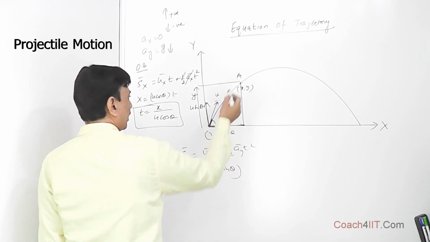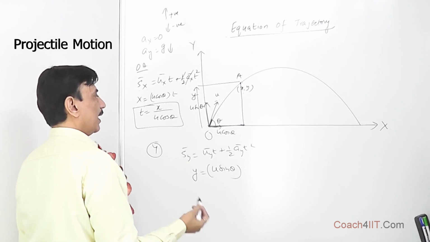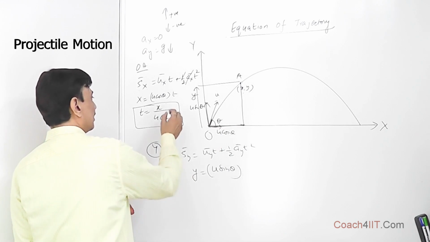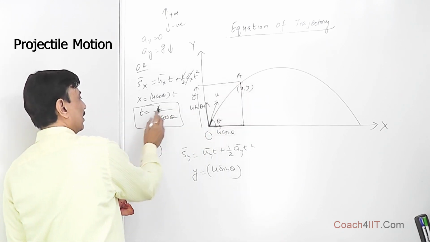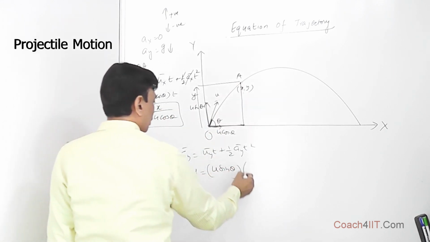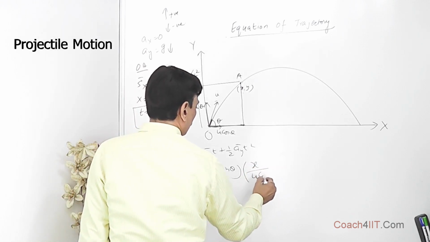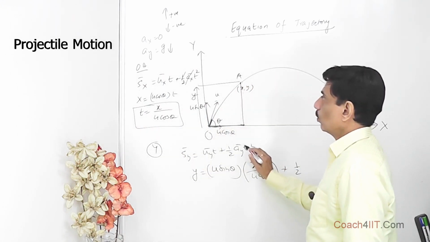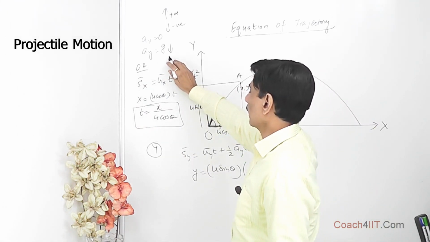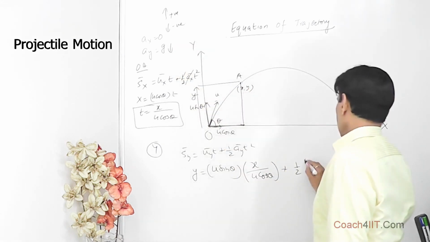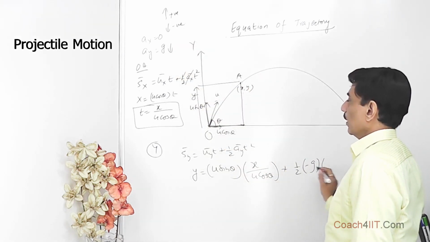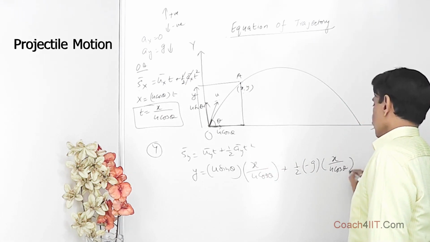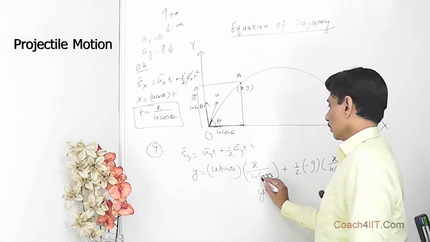And what is the time from here to here? Time is a scalar quantity. It doesn't have any direction. It doesn't mean that this time is only along the x-axis or y-axis. Time is time, a scalar quantity, and from here to here, it had taken the time as x upon u cos theta, so we put it over here. So this is u sin theta into x upon u cos theta plus half ay. Acceleration on the y-axis is g in the downward direction. In the downward direction, we have to take it as negative. So it is minus g into t square. T is once again x upon u cos theta.